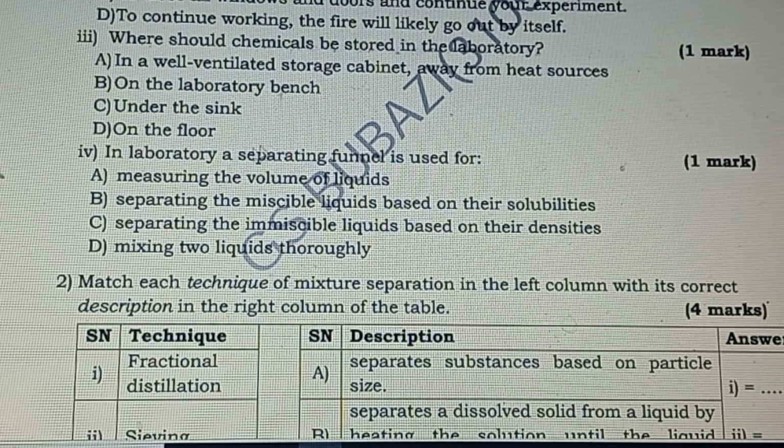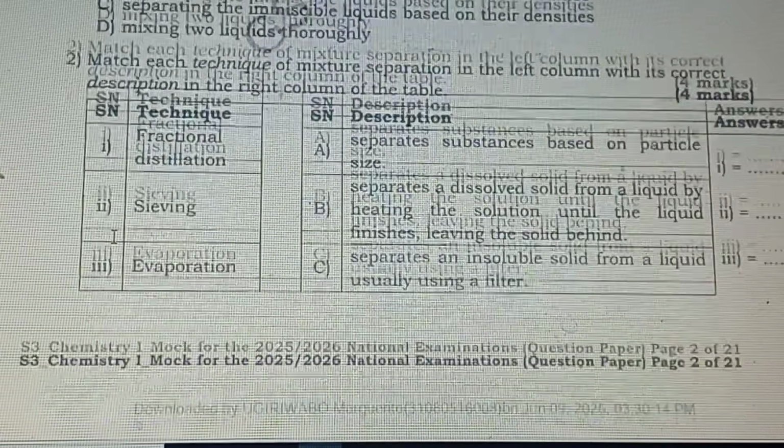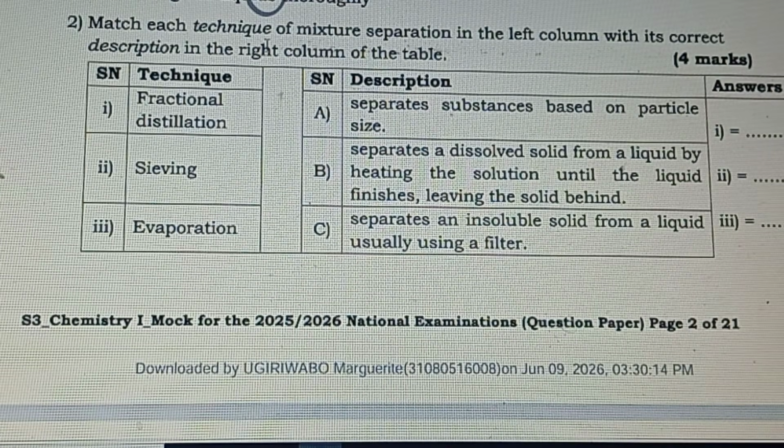IV. In a laboratory, a separating funnel is used for. The best option is C, separating immiscible liquids based on their density. Question 2. Match each technique of mixture separation in the left column with the correct description in the right column of the table. We have three techniques and we have descriptions of their meaning.